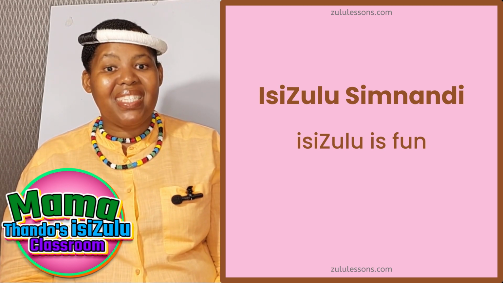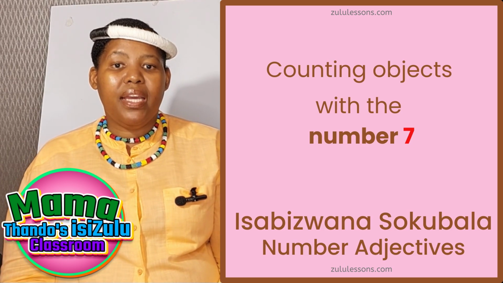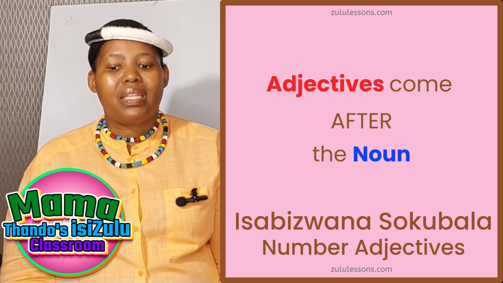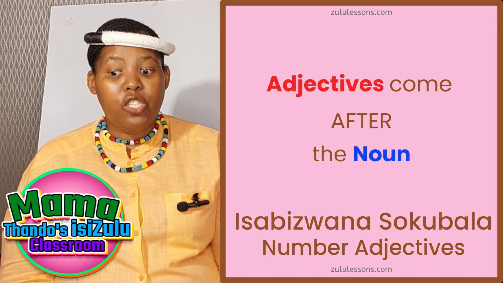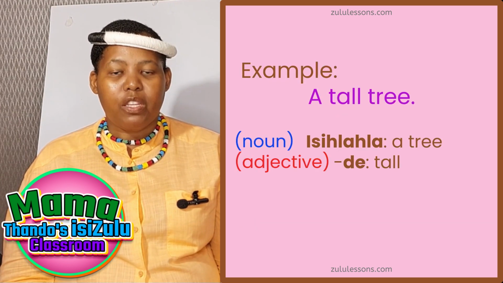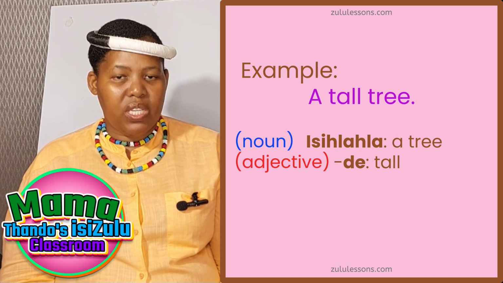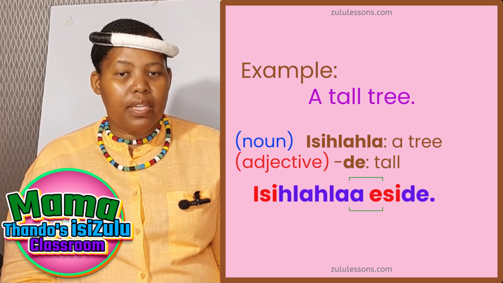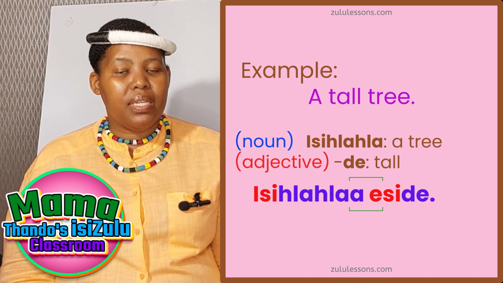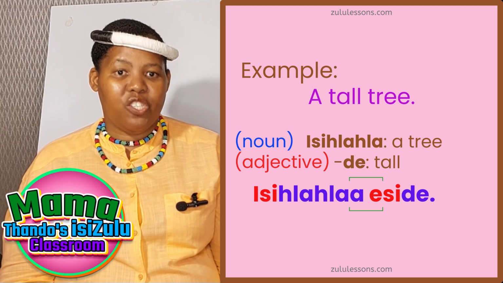isiZulu simnandi indeed. In this video lesson, we will be learning how to count objects using the number 7. In isiZulu, the adjective always comes after the noun. For example, if you wanted to say a tall tree, you would say isihlahla eside. The word isihlahla is the noun and de is the adjective.